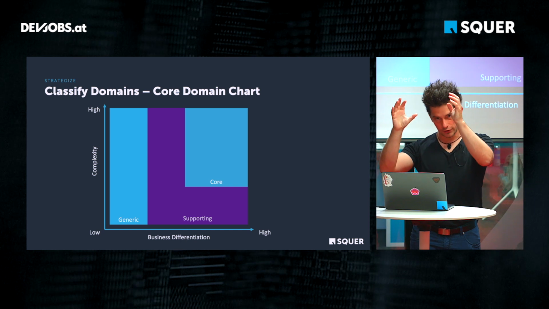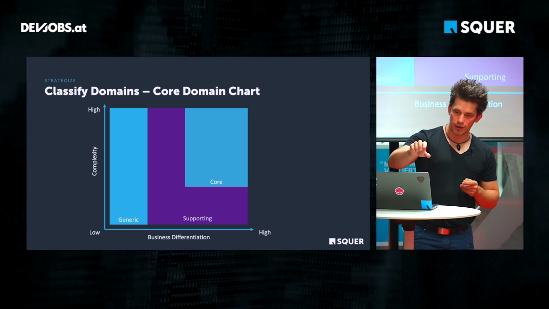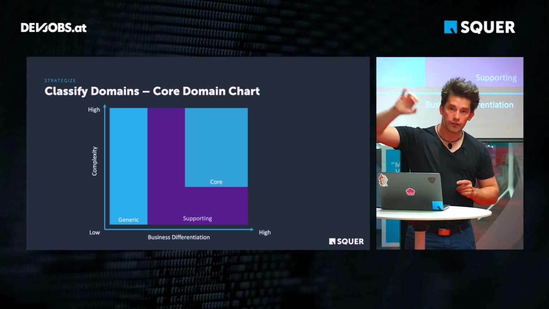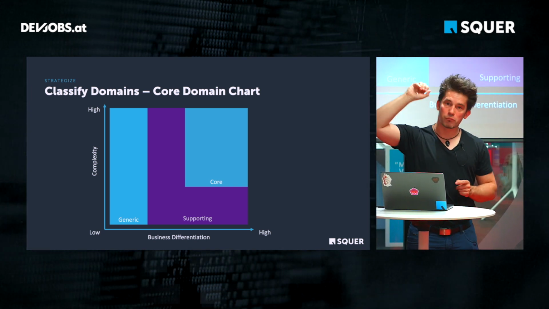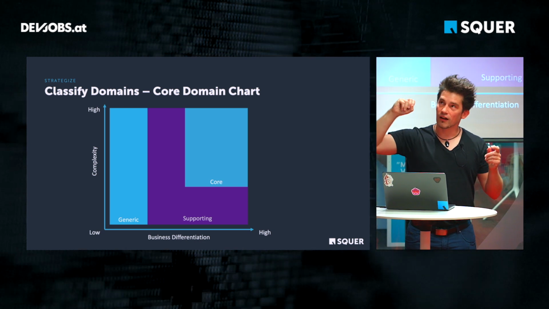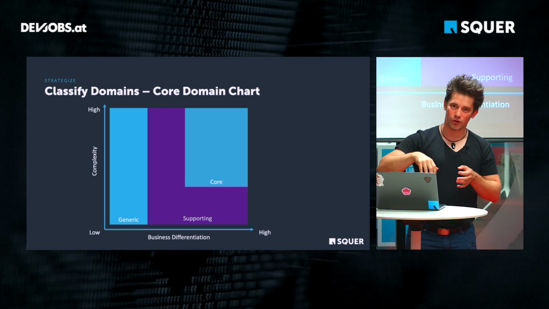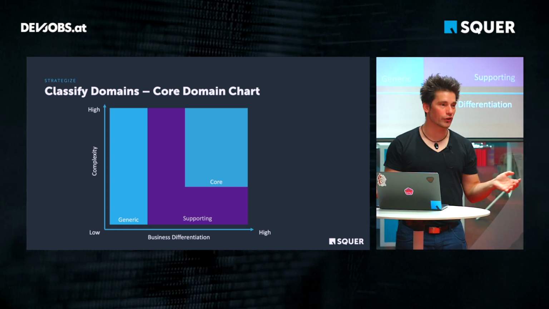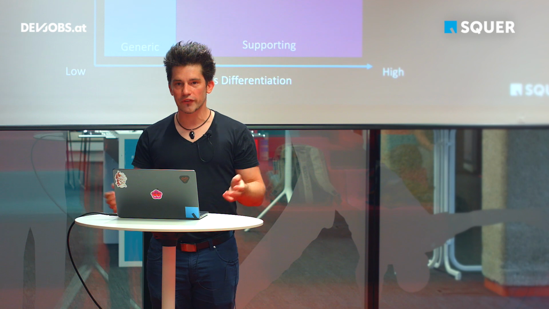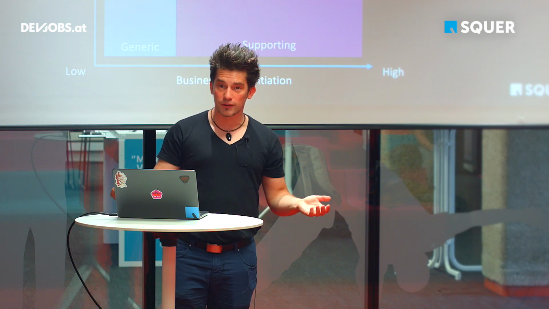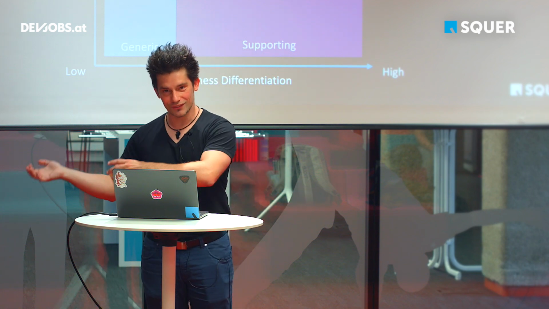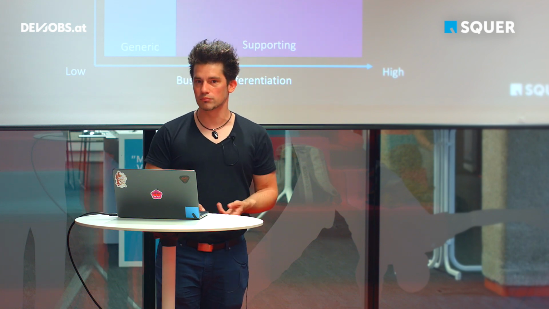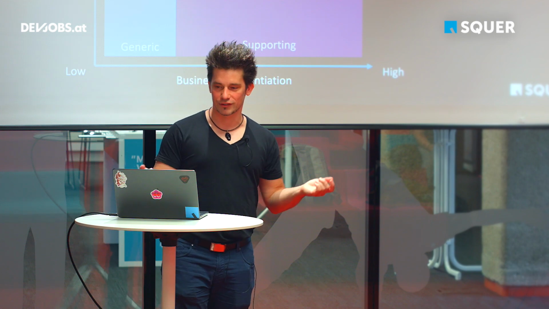So we have a core area, as you see, in the upper section. That means whatever is there already differentiates you, and it's probably something where you need to put your brainpower, because this is the USP of your project. The supporting things are necessary. They need to be there, because without them you can't do the major part. And the generic stuff are usually those things that you might buy or outsource.